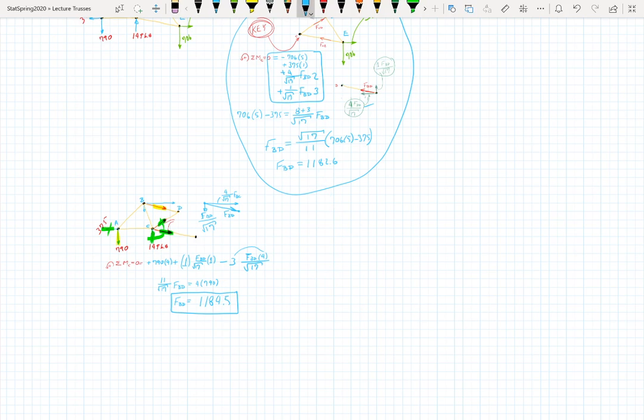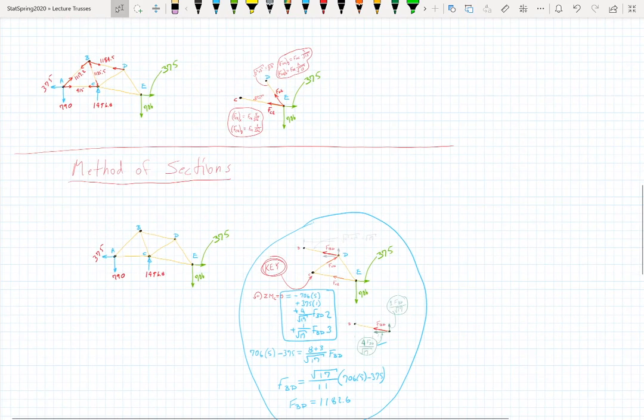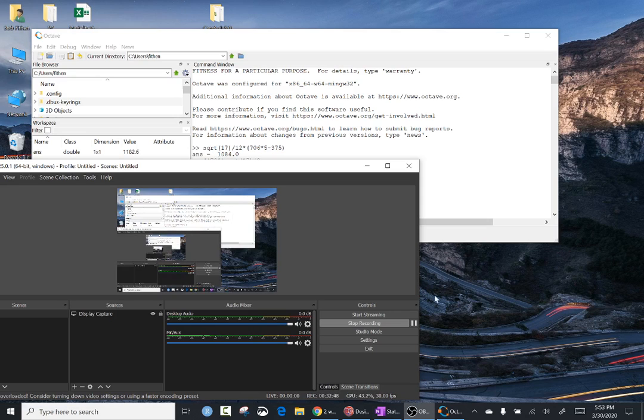The key is the method of sections, like he talked about. You just take a truss and slice it. You have to find the reaction loads first, and then you go on from there. So I'll go ahead and end this because I think I took too much time here. I'm at 32 minutes, so I'm going to stop recording and post this one.